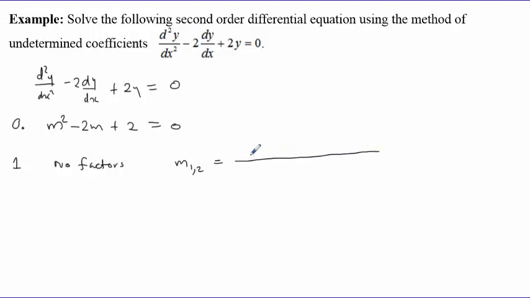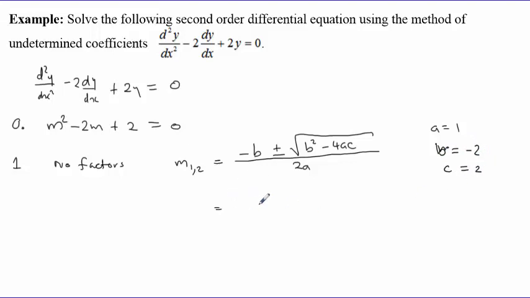I'm first going to remind you the quadratic formula. It was, if we've got this as x squared, that it would be minus b plus or minus the square root of b squared minus 4ac all over 2a. So in our case here, our x is m, our a is equal to 1, our b is equal to minus 2, our c is equal to 2.